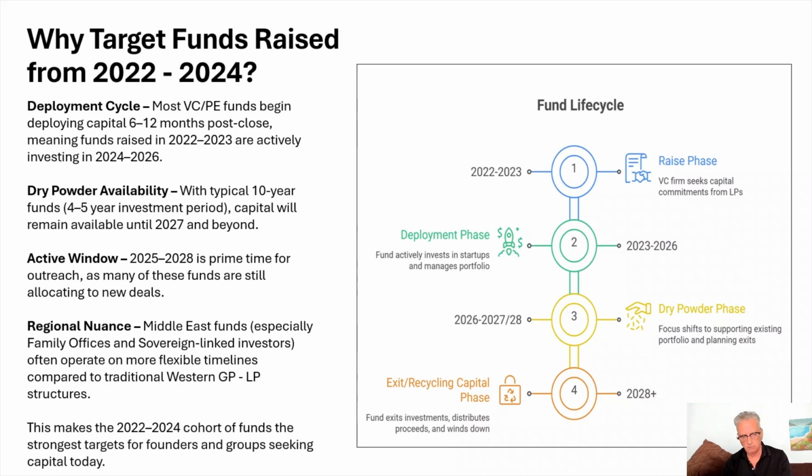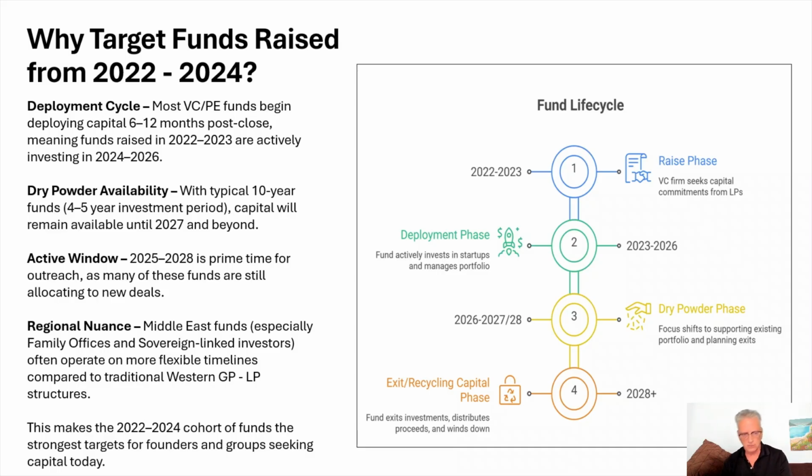It also boils down to dry powder availability. With typical 10-year funds and a 4 to 5 year investment period, capital will remain available until 2027 and beyond. So the active window is 2025 to 2028, and it's prime time for outreach, as many of these funds are still allocating to new deals.